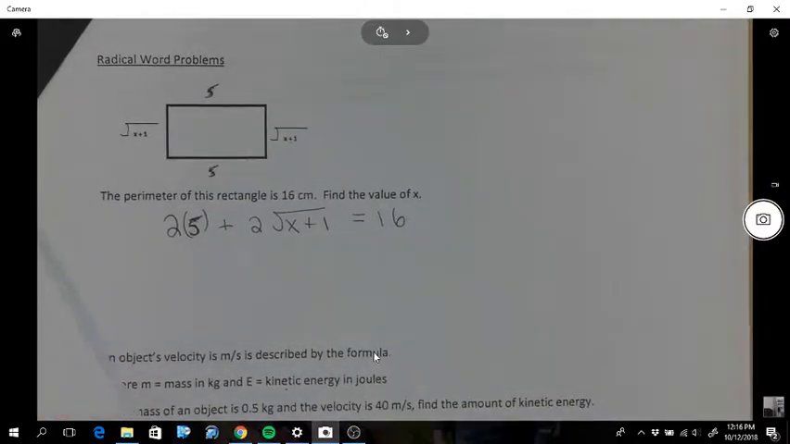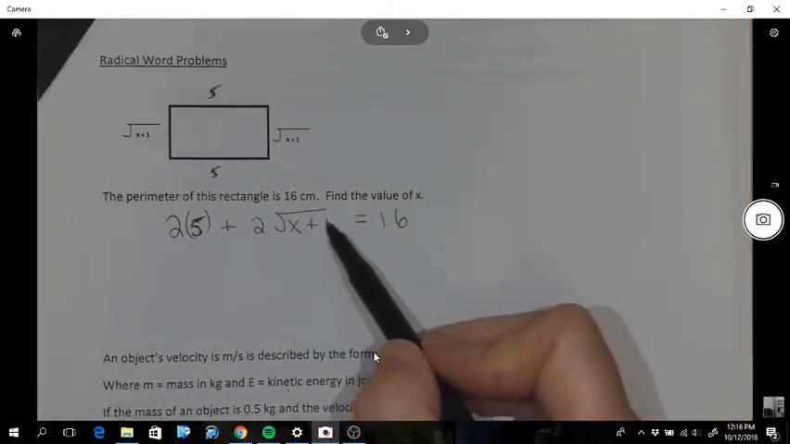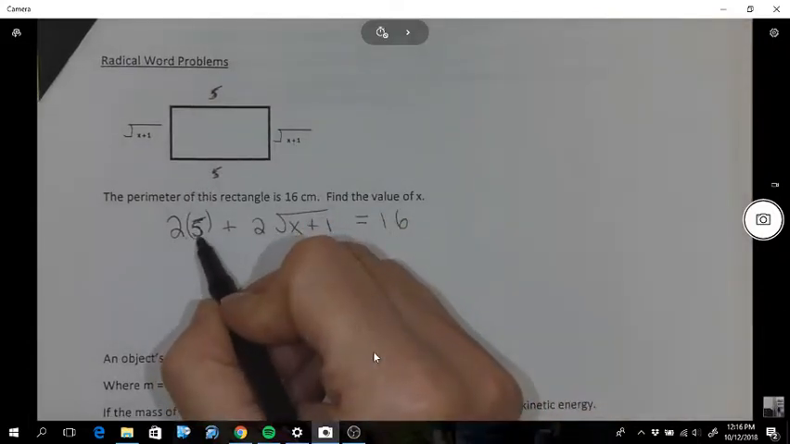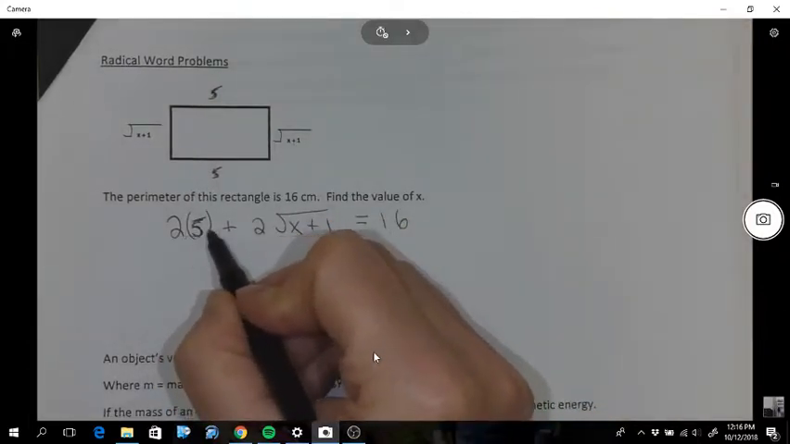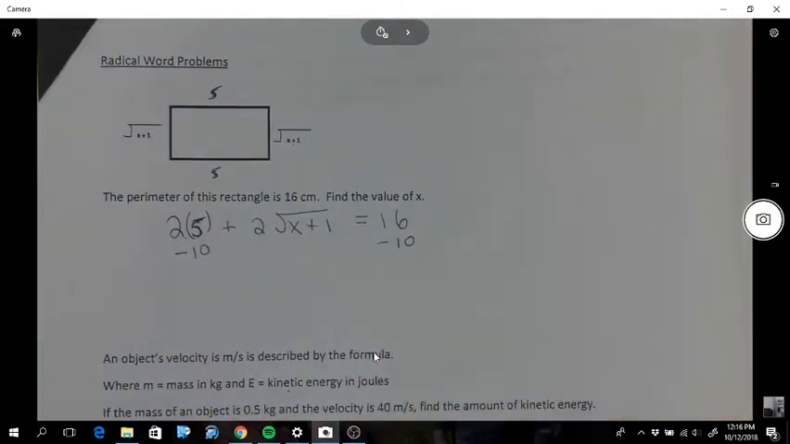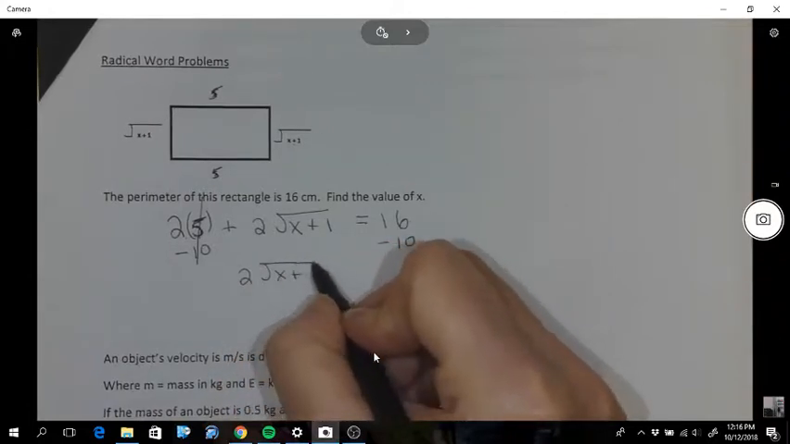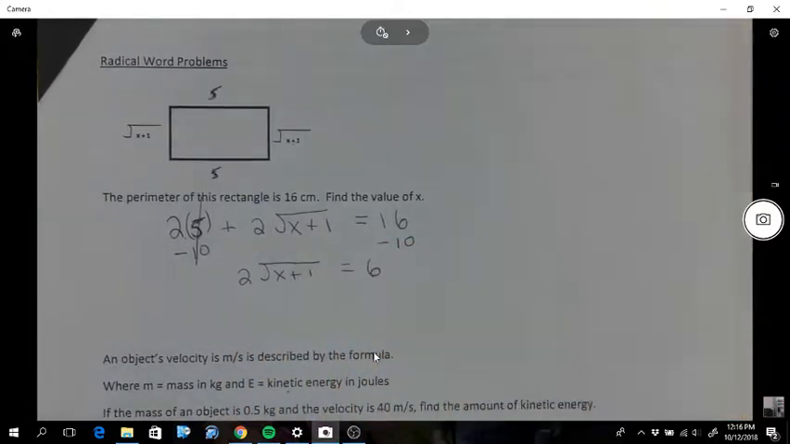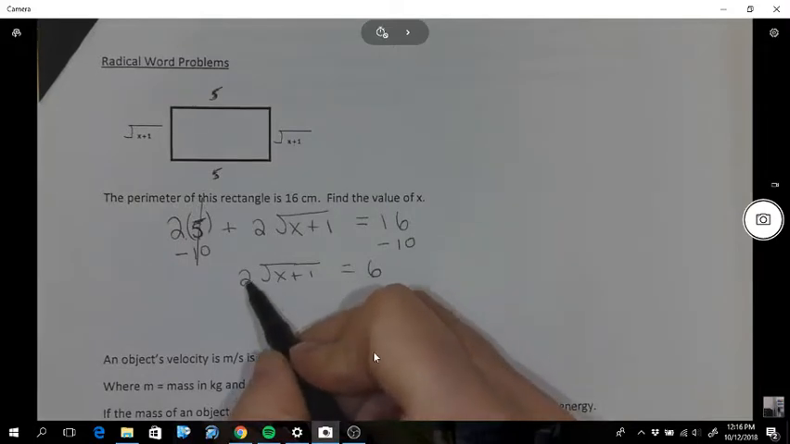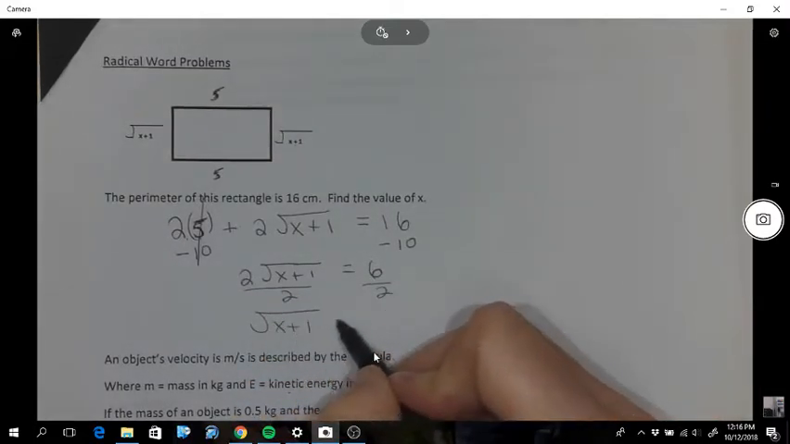Now step 2 is solving. So I'm looking to isolate this radical, so I'm going to get rid of everything else in algebraic order. So this is really a value of 10, right? 2 times 5. So I'm going to get rid of that. Okay, so 2 root x plus 1 equals 6. Now I need to get rid of this 2 with the division. So root x plus 1 equals 3.